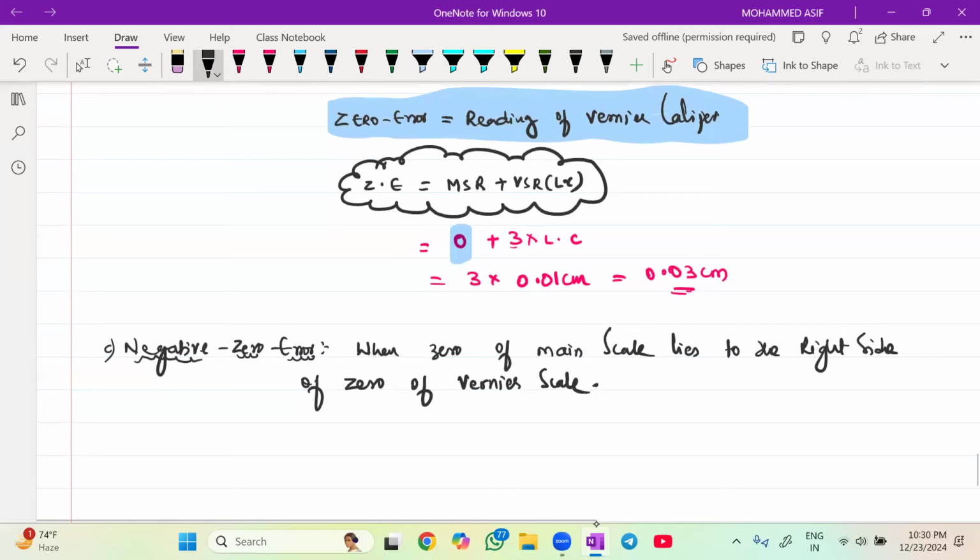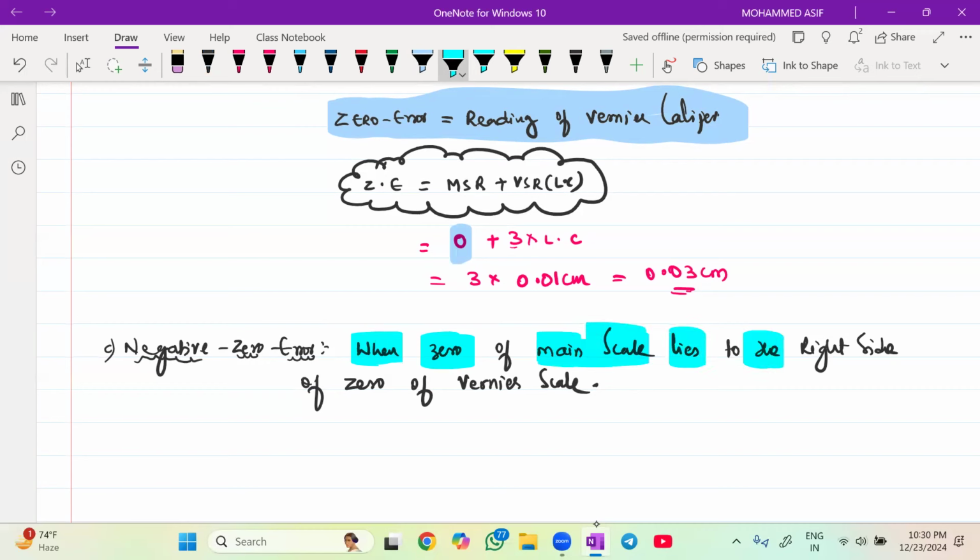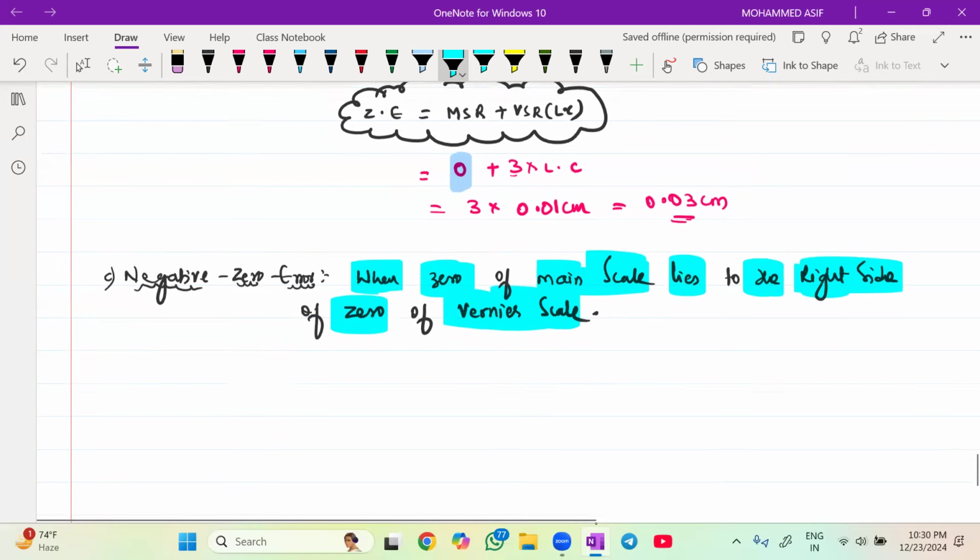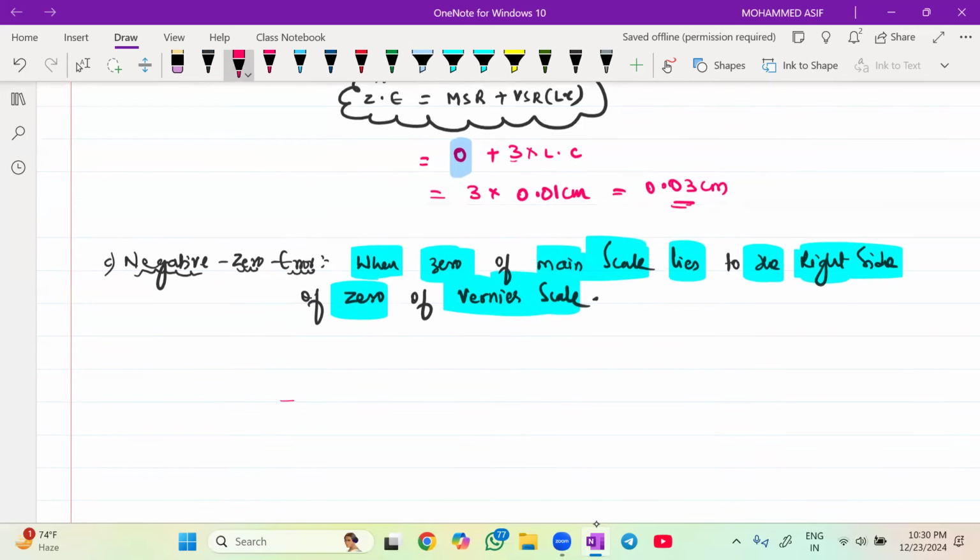Okay. Now see, what do you mean by negative error? Anyone? Negative error means when the zero of the main scale lies to the right side of the zero of your Vernier scale. इसका मतलब, I'll draw the diagram here. This is the scale. And this one is the zero of the main scale. 1, 2, 3, 4, 5. 1, 2, 3, 4, 5. Here it is up to 1 centimeter. This one is your main scale reading.